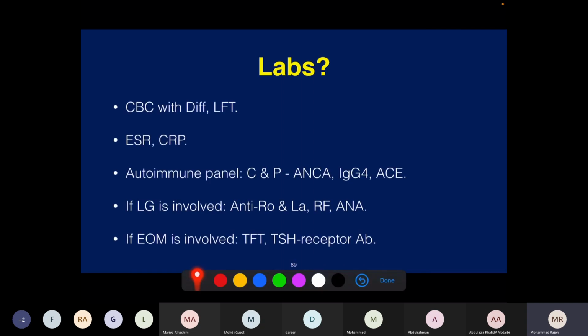The labs covering the previously mentioned diagnoses. However, if you have a lacrimal gland involvement, it's better if you include the connective tissue disorder serology. And if there's extraocular muscles involved, of course, you should include thyroid. This way, it's very systematic and it's easy to memorize.